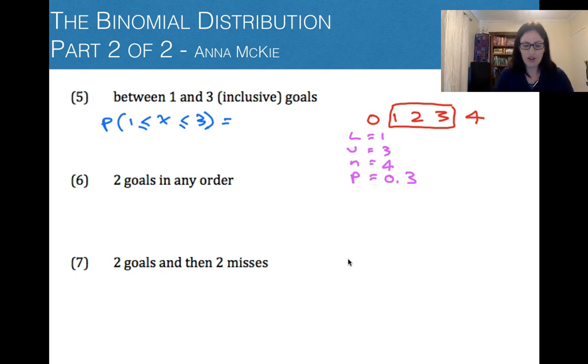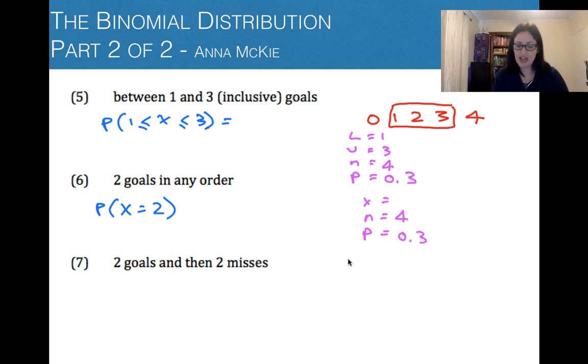2 goals in any order. So that's the chance of getting exactly 2. So our probability statement is X is equal to 2, and that's going to be a BPD function. So that's X, N, P. This may seem tedious, but in case you ever make a mistake, it's going to be easy to backtrack. So the chance of 2, we'll work this out in a minute, and then 2 goals and 2 misses. So 2 goals in any order meant you could get 1, miss 1, get 1, miss 1, and then all the different combinations. Whereas this is a specific combination of this.